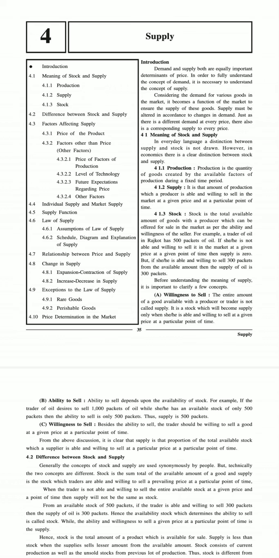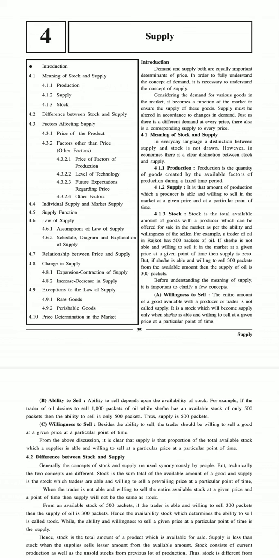Now when we talk about the ability, it may happen that the seller is willing to sell 5,000 packets of a particular commodity, but the ability doesn't mean that he will have that much. Supposing the availability of stock is only 2,000 units, then what will happen? In spite of being willing, he is not able to sell the entire 5,000. So the ability to sell any particular commodity in the market depends upon its availability.